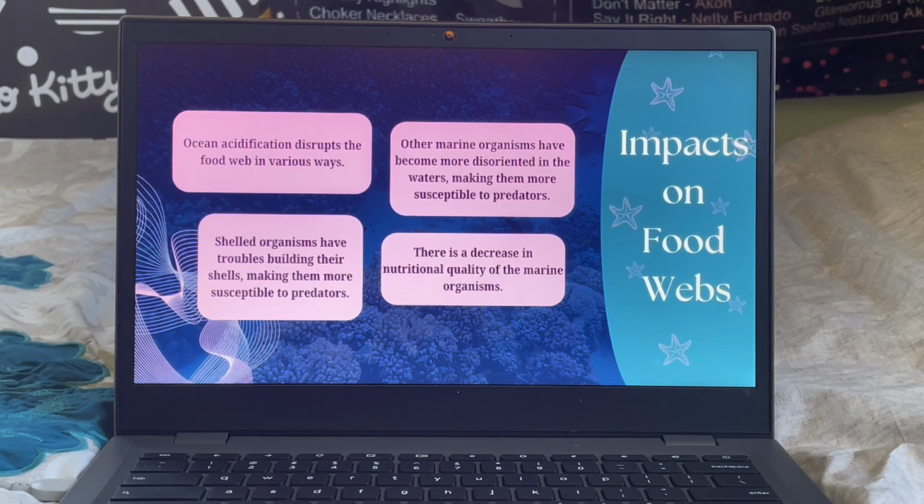Another impact includes the overall decrease in nutritional quality of aquatic organisms. If marine organisms aren't able to fulfill their nutritional needs with regular prey, they may face growth issues or must adapt to more food resources.